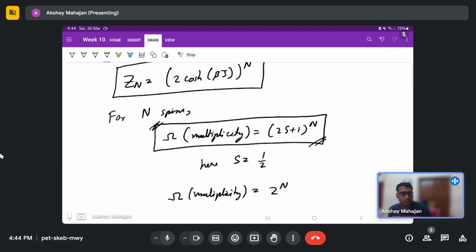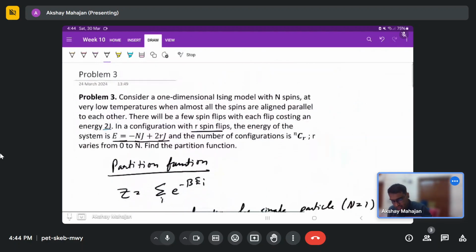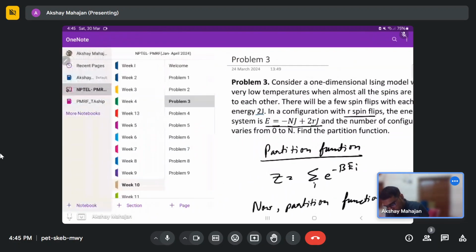Any doubt in this problem? Okay, then let's move on to problem number 4.